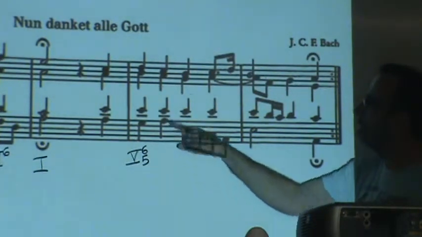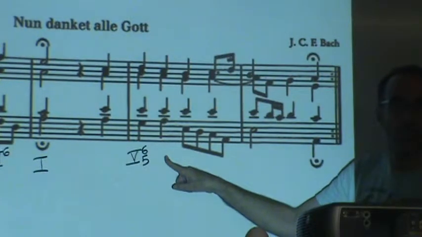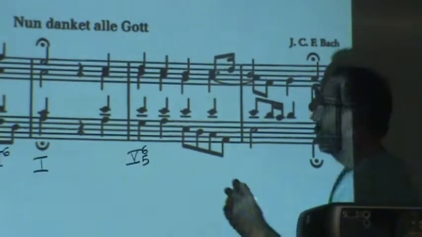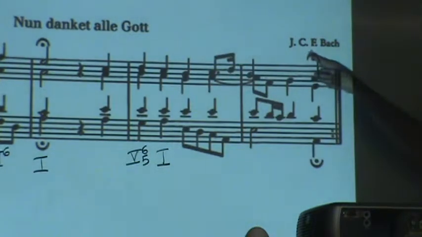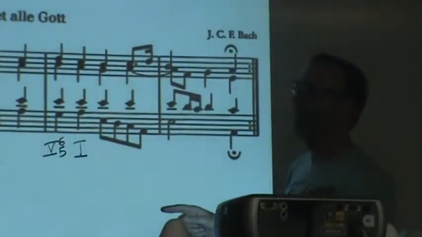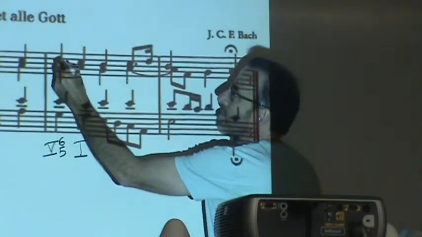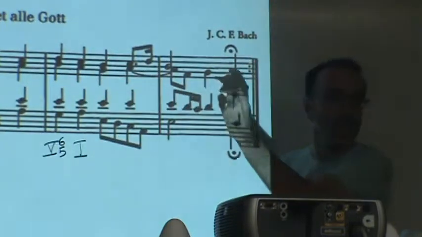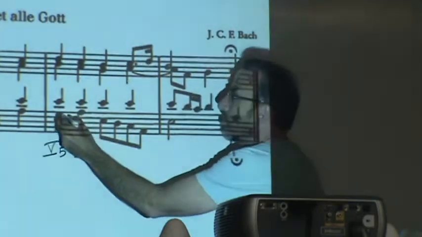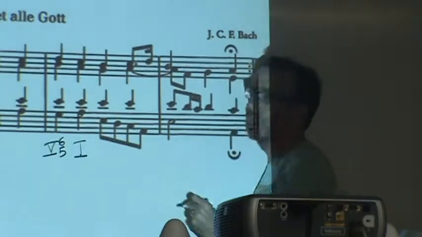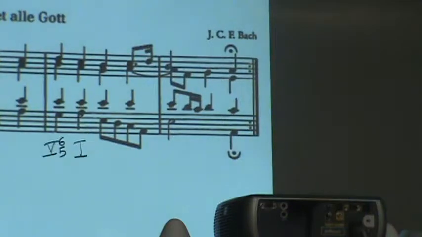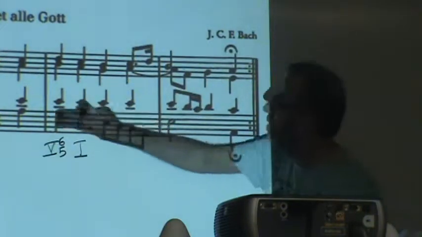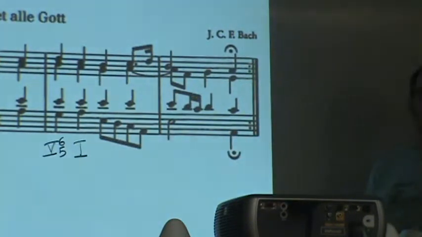And then the next chord is what? 1. Yeah. And so let's take a look. Let's see if Johann Christian Bach resolved this properly. Okay. Here's the 7th. He resolves it down by step to the third of the next chord. Here's the leading tone. He resolved it up by step to the tonic. So, good for Johann Christian. He's a good boy.